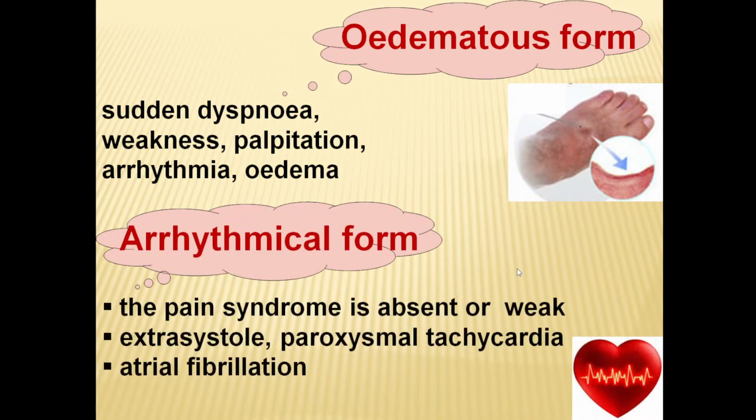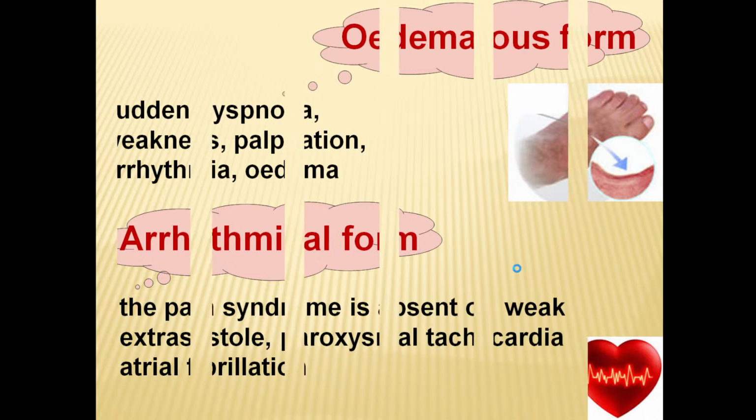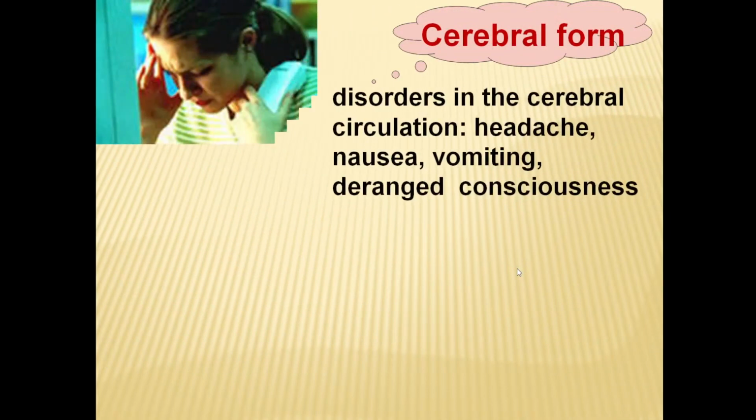Arrhythmical form is characterized by different types of arrhythmia, from extrasystole to paroxysmal tachycardia and atrial fibrillation, but the pain syndrome is insignificant and sometimes may be absent. And again, the doctor pays attention to arrhythmia, does not look attentively at the ECG, and can miss myocardial infarction. As a result, it will end with the death of the patient.